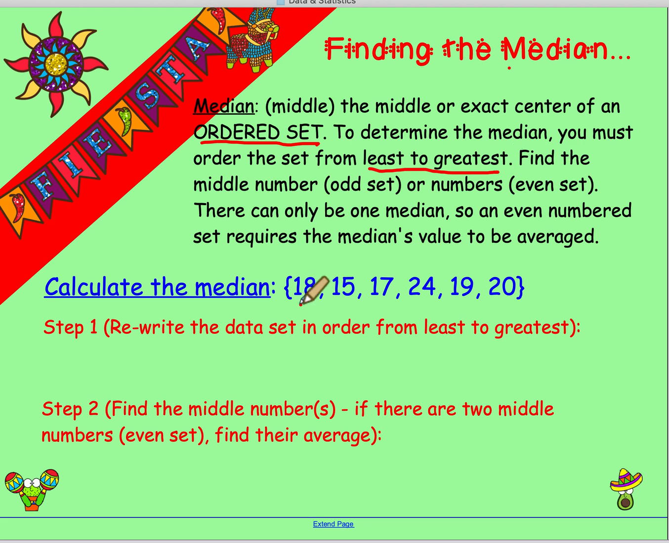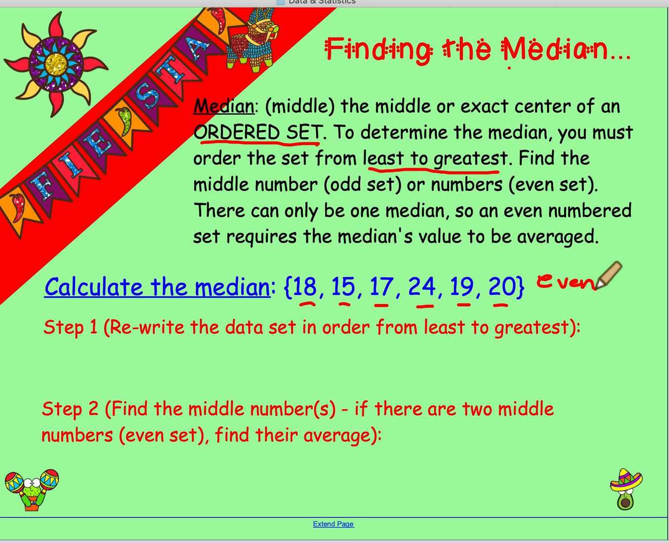Okay, so let's look at this one. We're going to count first. 1, 2, 3, 4, 5, 6 numbers. So that means this is an even set, which means we have two things in the middle. And since we have two things in the middle, we're going to have to do that extra step.